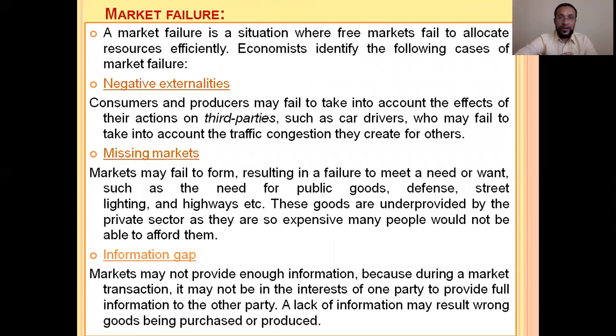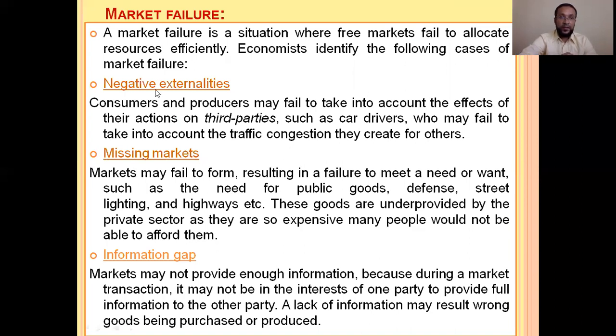Now let us move to the market failure. A market failure is a situation where free markets fail to allocate resources efficiently. That means if in the free market economy or mixed economy, resources are not allocated efficiently, it is called market failure. Overutilization, underutilization, overuse, underuse. This is called the inefficiency of resources. Economists identify the following cases of market failure.